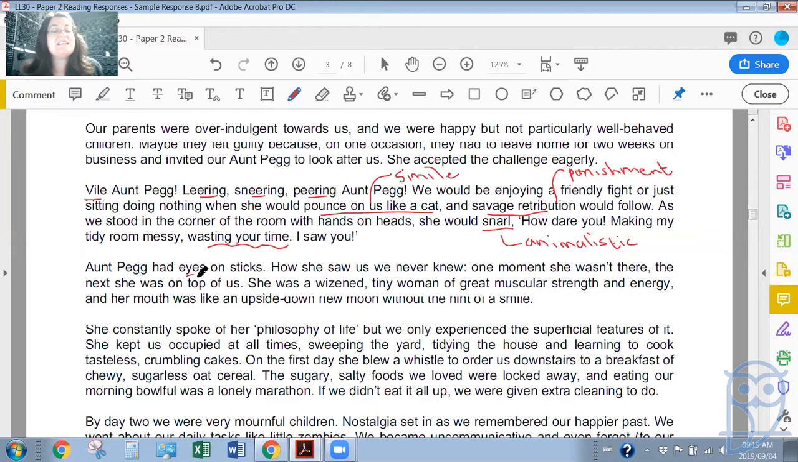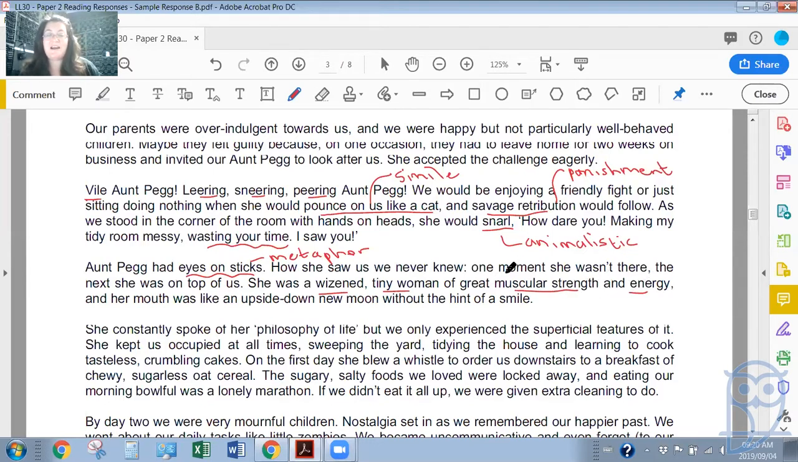She has eyes on sticks. Does she literally have eyes on sticks? No. This is a comparison, comparing her eyes as though they were on sticks since she can see everything. This is a metaphor. How she saw us, we never knew. One moment she wasn't there, the next she was on top of us. She was a wizened, clever, tiny woman of great muscular strength and energy. So there's no getting around her.